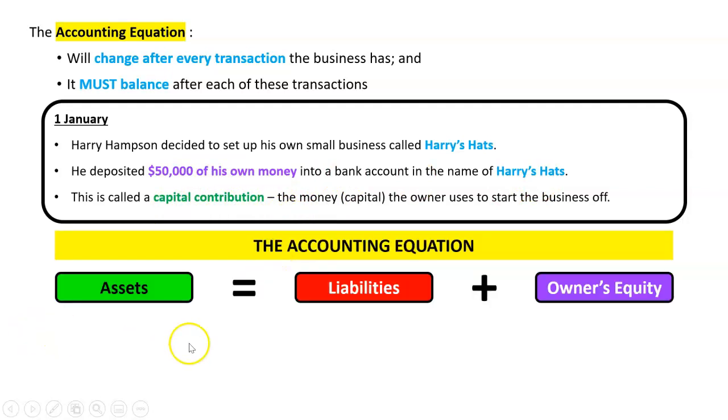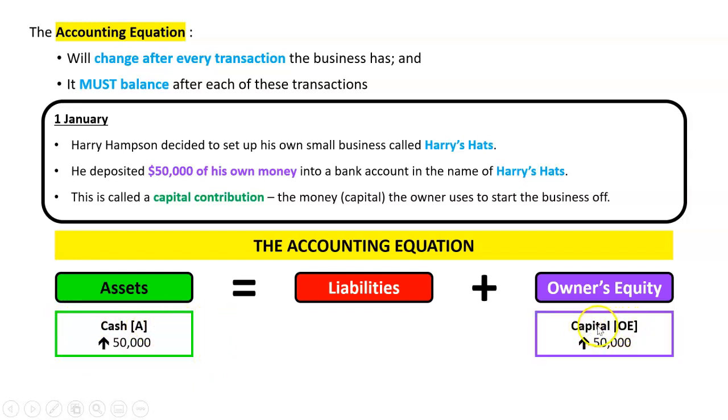So with our accounting equation, assets must equal liabilities plus owner's equity. From the business's perspective, it's now got $50,000 of cash. Cash is an asset. And it's now got $50,000 of capital, which is increased owner's equity. So assets have gone up 50 equals liabilities of 0 plus owner's equity of 50. Together, 0 plus 50,000 equals 50,000. That balances.